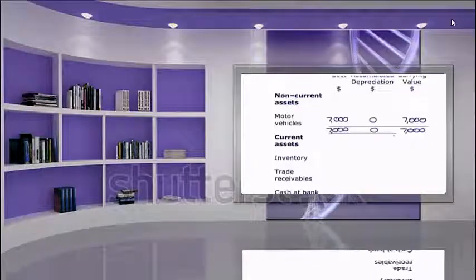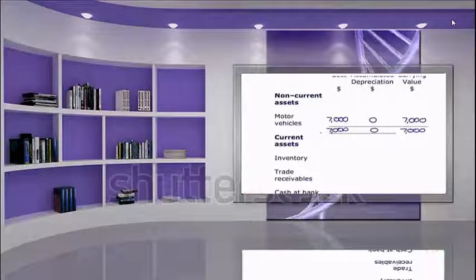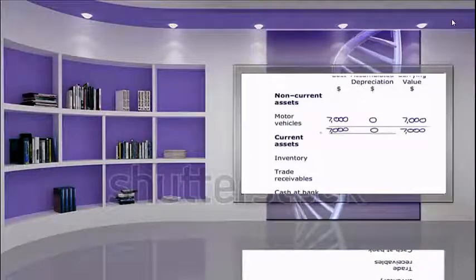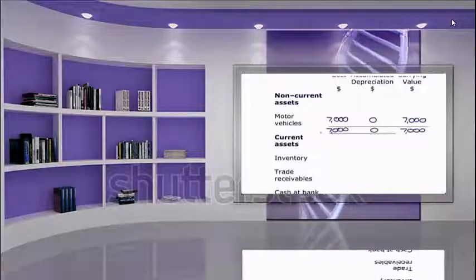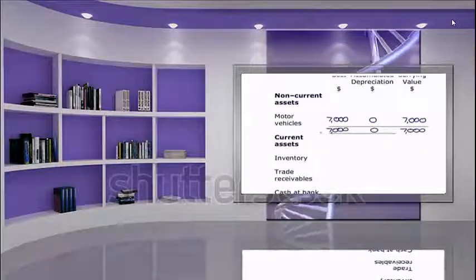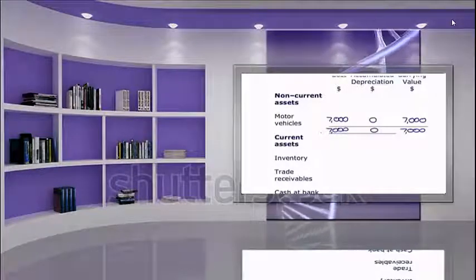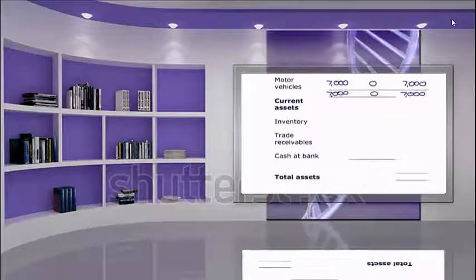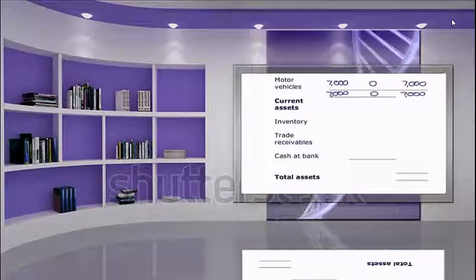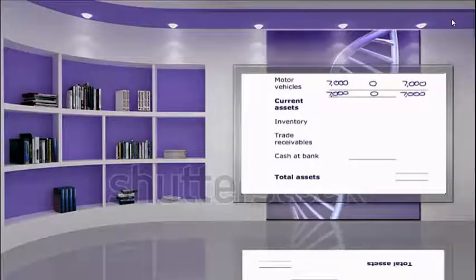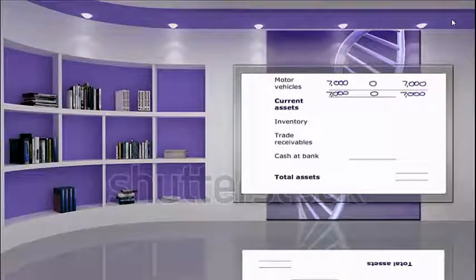And you can see that we've underlined the first 2 columns. We don't need those figures anymore. We're only interested in the book value at the period end. So we've dealt with our motor vehicles then, our non-current assets. Now let's have a look at our current assets. Now our current assets then, we have a certain order. Inventory first, then receivables, then cash and cash at bank.